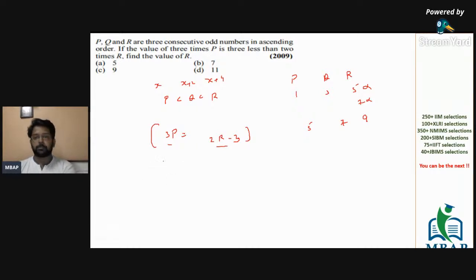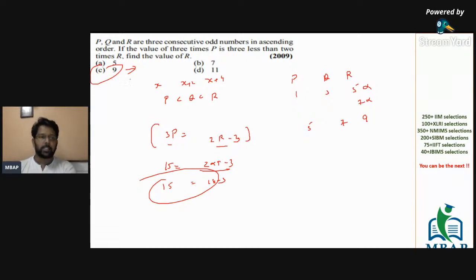So 3 times 5 makes the value 15. 2 times 9 is 18, minus 3, so 18 minus 3 is equal to 15, which you got on putting the value of R as 9. So hence the answer for the given question is R equal to 9, which you got as the final answer. And yes, very easily and very beautifully you have solved the question.